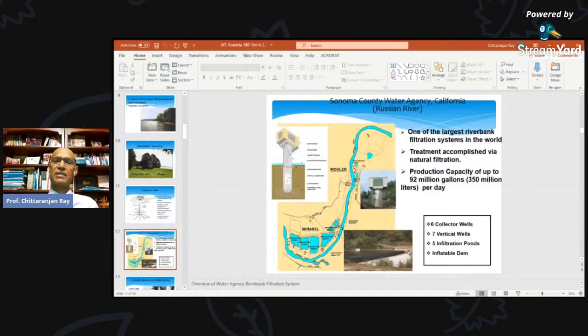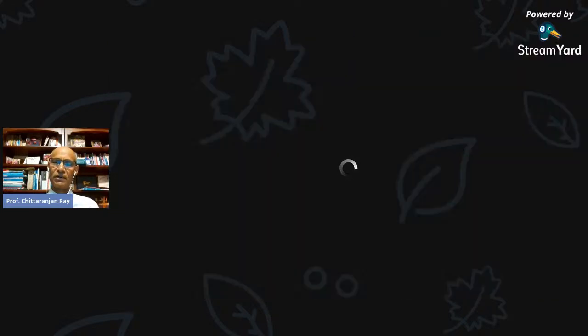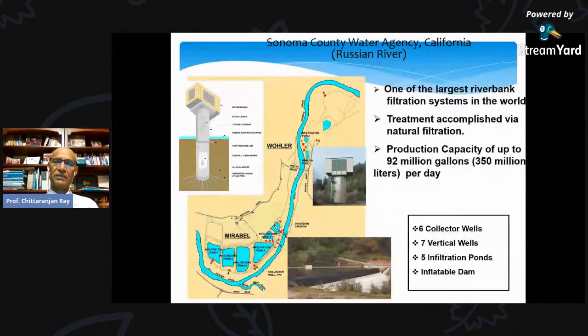So I can give you some examples. Sonoma County Water Agency in California, in the western part of the US. There's a little picture at the bottom you can see on the right side here. This is a river called the Russian River. What they do is, after they get their rainfall, like our southern India, in winter time they get rain, more rain. Then after the rainy season is over, the flow in the river comes down. They put an inflatable dam to raise the water level, and they divert part of the water to some of the basins here in the blue color. And they have many pumping wells, 6 large diameter collector wells, pumping up to altogether 350 million liters per day. And the supply is for about 650,000 to 700,000 people.